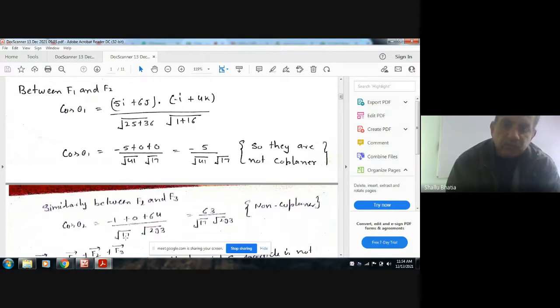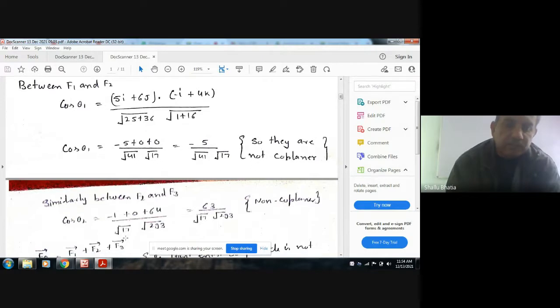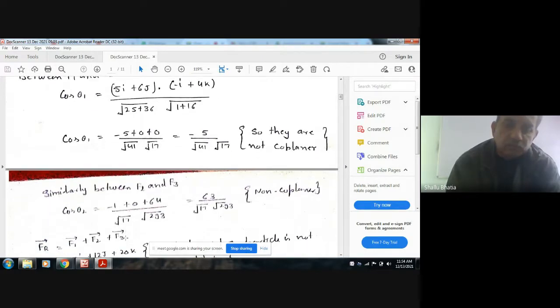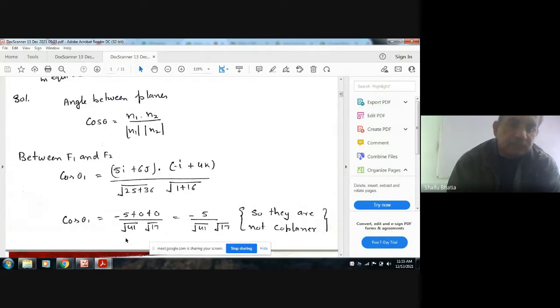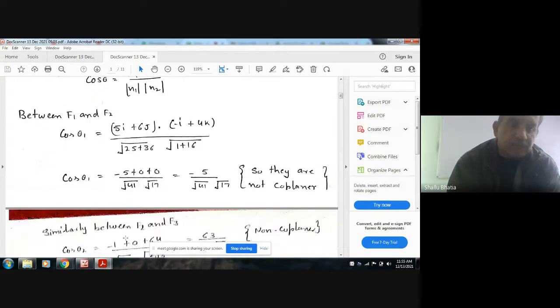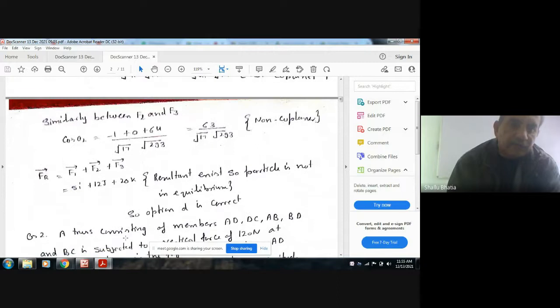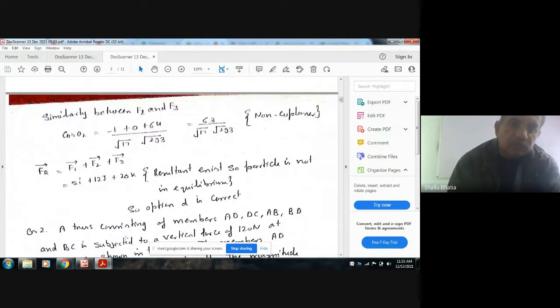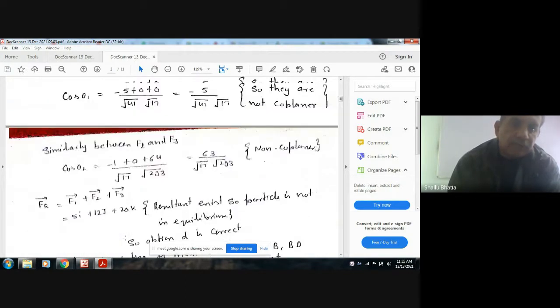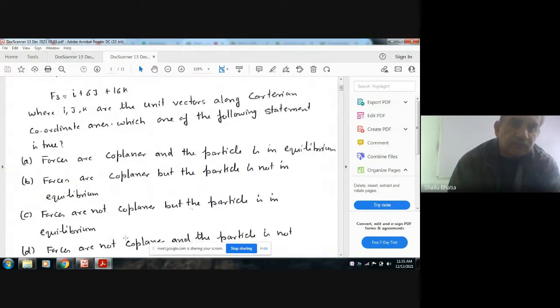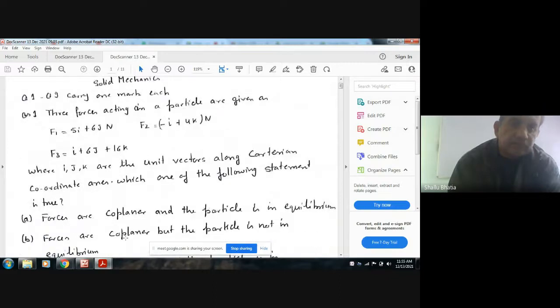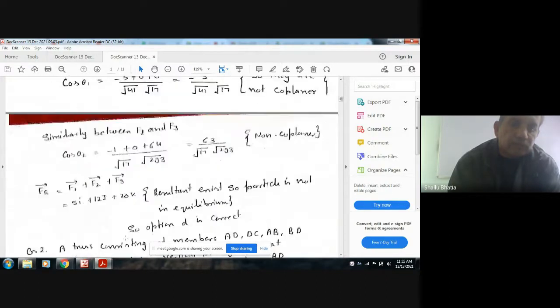Okay, so they are not coplanar because there exists an angle between them, which is not zero. Okay, similarly if we check F2 and F3, we also find an angle between them. Okay, so these are also not coplanar. Okay, and the resultant of the three vectors is the summation of the i, j, and k components.